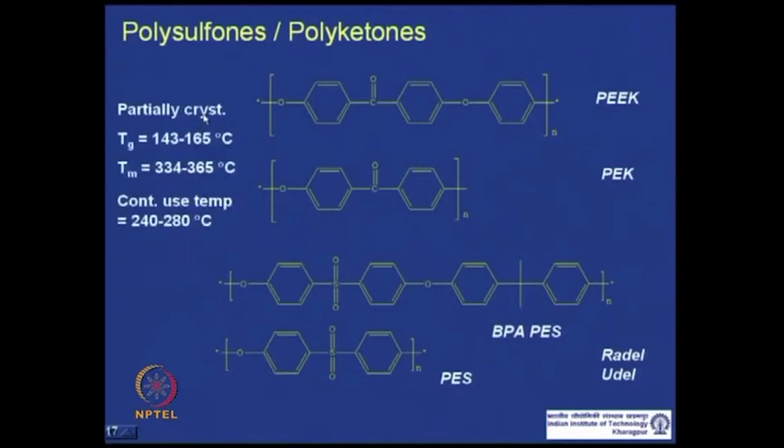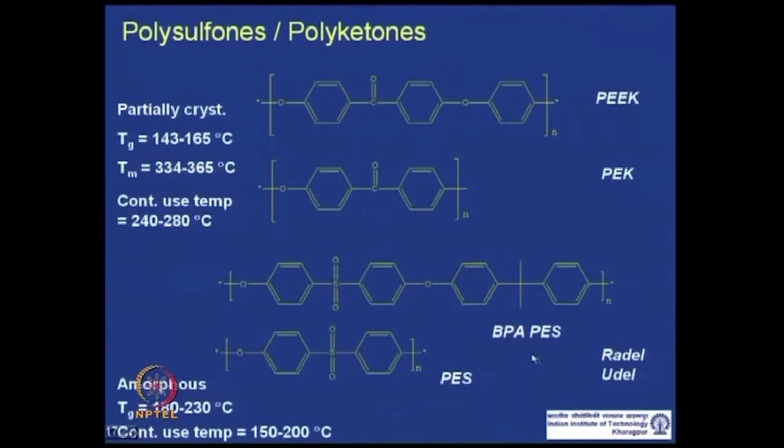They are partially crystalline, PEEK and PEK, polyether ether ketone and polyether ketone, are partially crystalline polymers. They have a Tg around this range and they have a very high melting point. So, they are again very high performing polymers which are used in very high temperature applications, and they can be used in applications where the constant temperature is as high as 240 to 280 degrees. So, they are very high performing polymers.